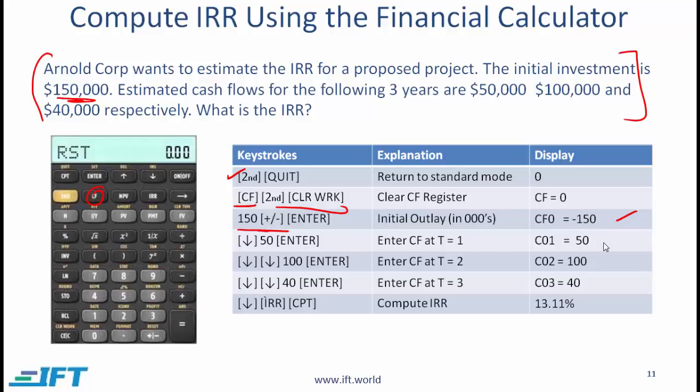We enter the rest of the cash flows, 50, 100, 40. And then we hit the down arrow and the IRR button, which is right here, and compute. And this will tell us that the IRR is 13.11%. This method clearly is much simpler than what we saw earlier, but you still need to understand the concept that the IRR is that rate of return which makes the NPV equal to 0.